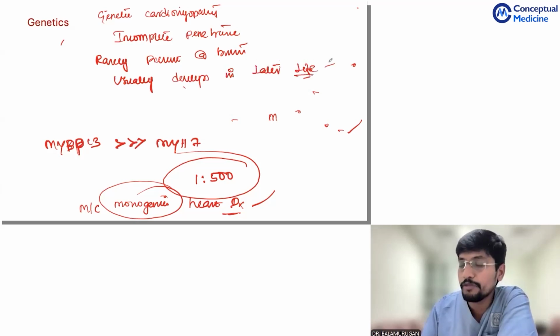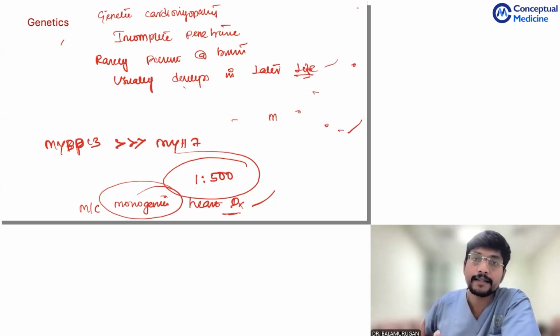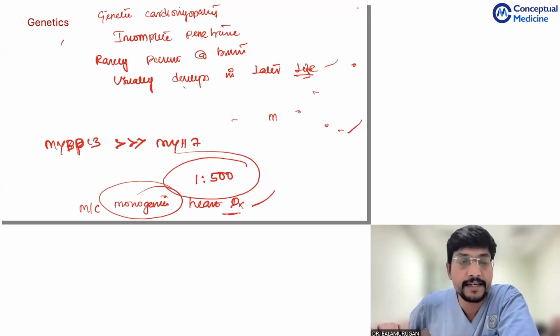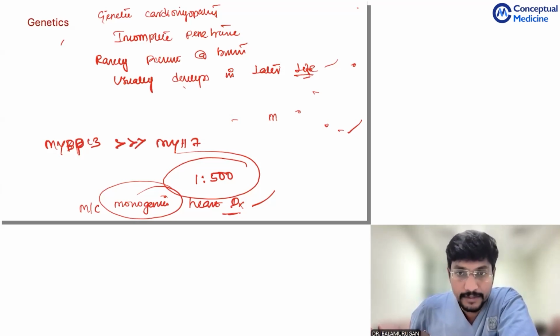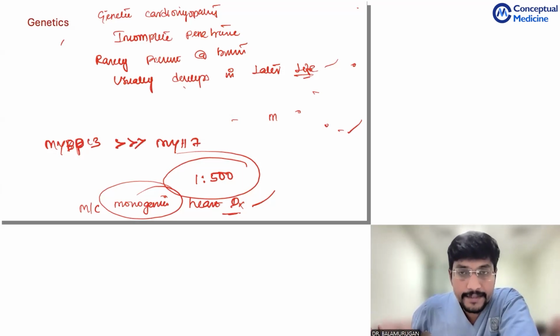If you have done an echo at 15 years of age or 20 years of age, you would not have found this hypertrophy in your heart, and then at 40 years, if somebody does a screening echo and tells you that it is HCM, it's very much possible. You should understand that it has incomplete penetrance and is usually not seen at birth. It usually develops in the later part of life. Clear, guys? Clear?